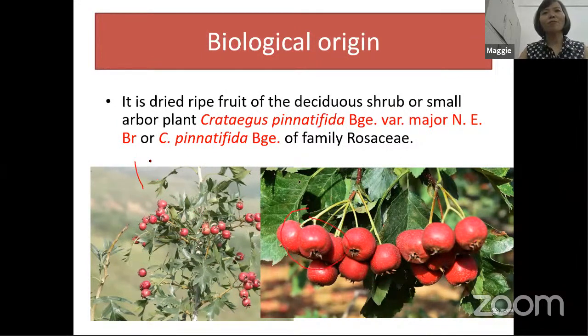The left plant is a variant. So the ripe fruit of these two species are used as the drug.